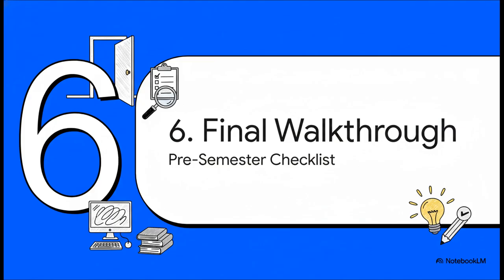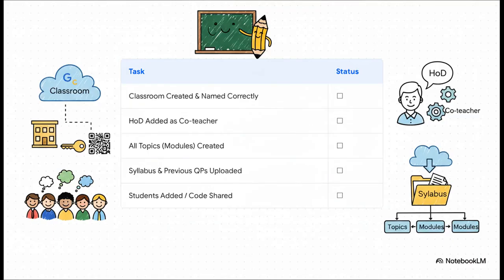All right, we are almost there. We've designed the space, we've built it, we've furnished it. Before we officially open the doors, it's time for one final walkthrough to make sure everything is absolutely perfect. Here's a super simple checklist to run through before you go live. Is your classroom named correctly? Check. Is your HOD added as a co-teacher? Check. Are all your topics created? Syllabus uploaded? Check and check. Once you can tick all these boxes, you are officially ready for the semester to begin.